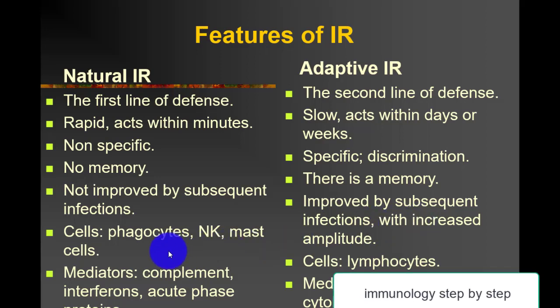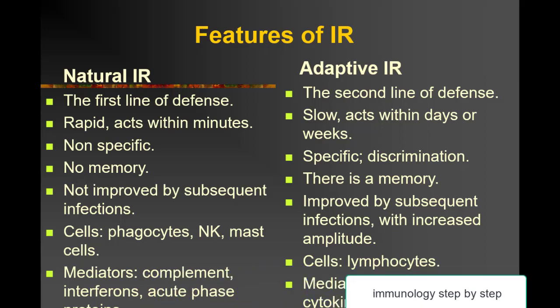In the natural immune response, the components are phagocytes, natural killer cells, and mast cells. In the adaptive immune response, the cells are lymphocytes. Mediators in the adaptive immune response are antibodies and cytokines. Mediators in the natural immune response are complement, interferon, and acute phase proteins.